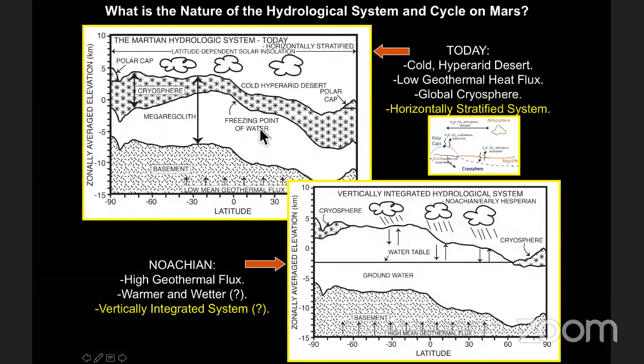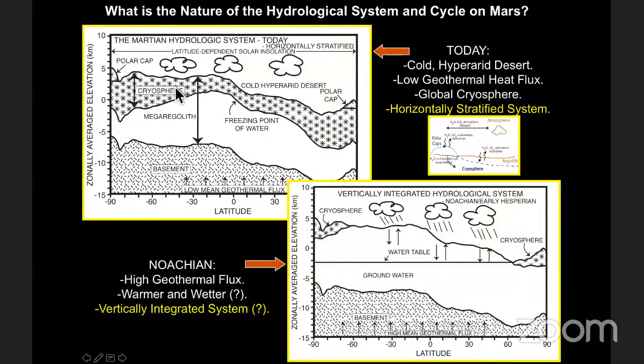So a couple of basic things to talk about here as themes throughout the talk today. The first is the nature of the hydrological system and the cycle on Mars. What we have here in the upper left is a cross-section from the South Pole to the North Pole, a cross-section through the upper 10 to 15 kilometers of the crust. So basically today it is so cold. It's cold at the surface, a cold hyper-arid desert. There's a low geothermal flux because Mars has lost heat as a function of time, obviously. And also there's a global cryosphere. The surface mean annual temperature is 210 K.